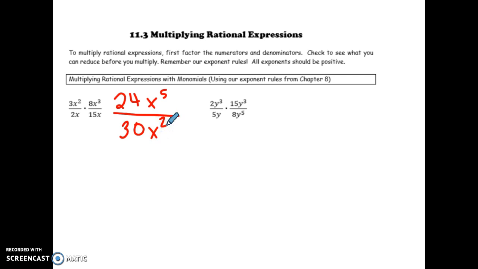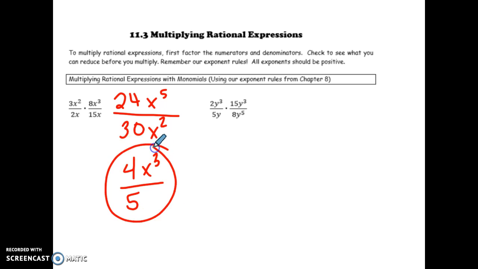Now, this we can reduce. So I can take my 24 and my 30 and divide them both by 6. So 24 divided by 6 is 4, and 30 divided by 6 is 5. And then my exponents, there's 3 extra on the top. So remember, we just have to add and subtract those. Okay, so that makes life easy.